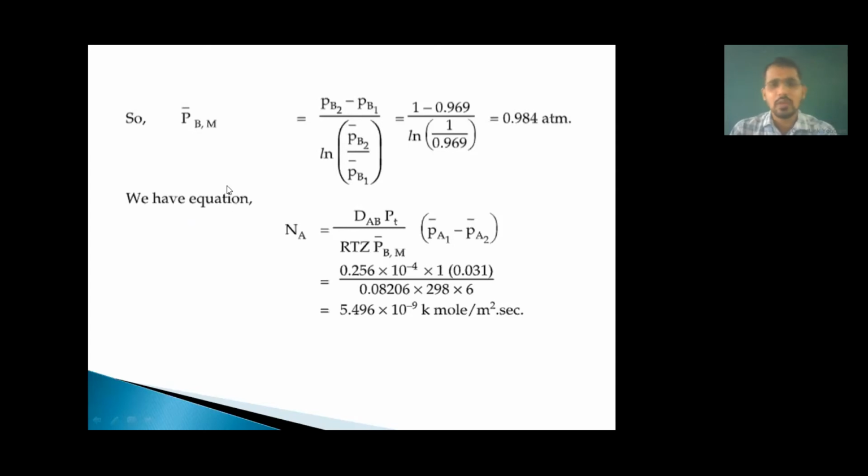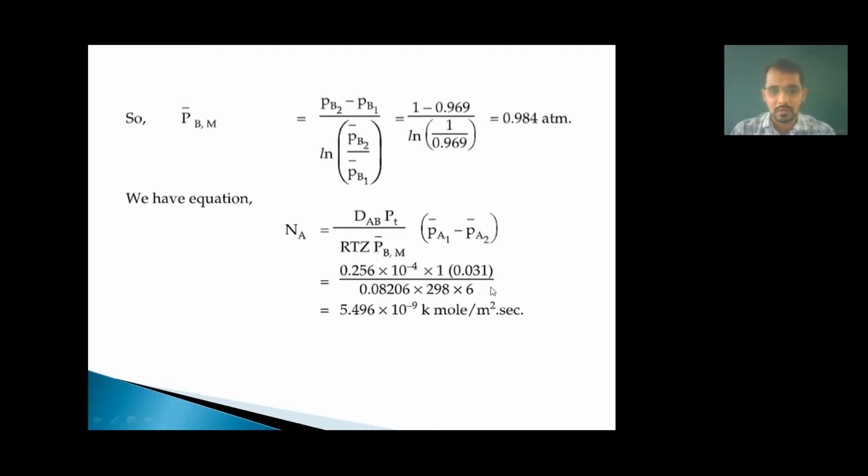After that, put this value in the actual equation of molar flux of component A. DAB is equal to 0.256 into 10 raised to minus 4. PT, the total pressure, is 1 atm. Put the value of PA1 bar, that is 0.031, and PA2 is 0 because that is a stagnant film. R is 0.08206, temperature is 298, Z is 6 meter, and PBM is 0.984.